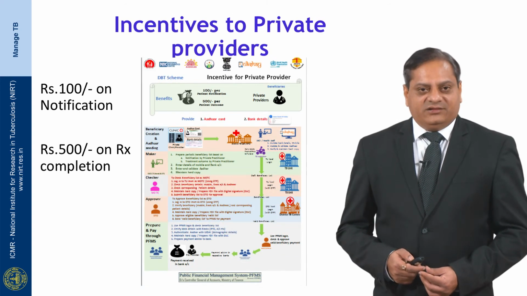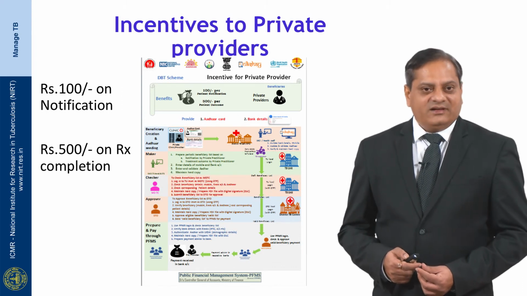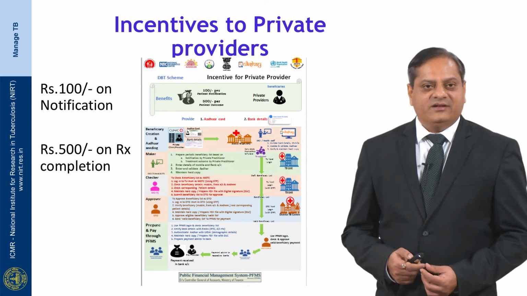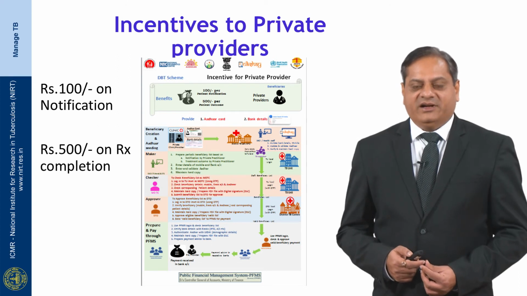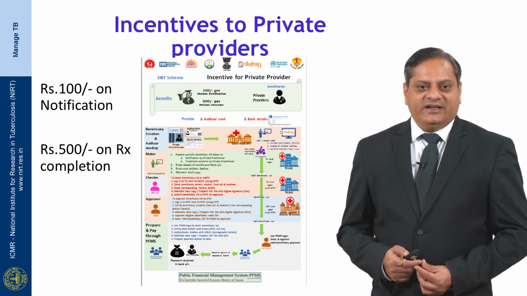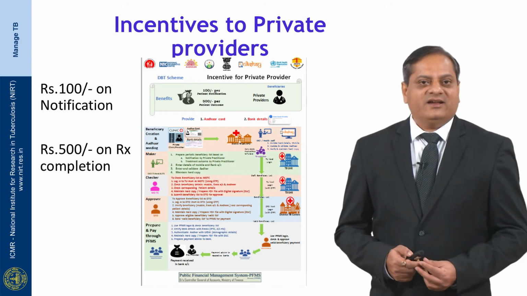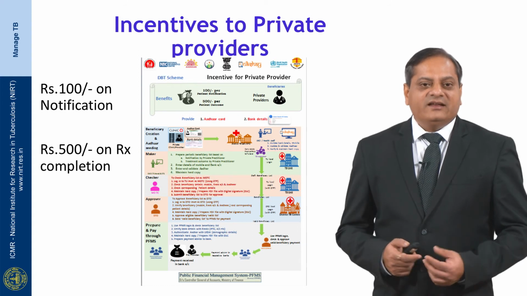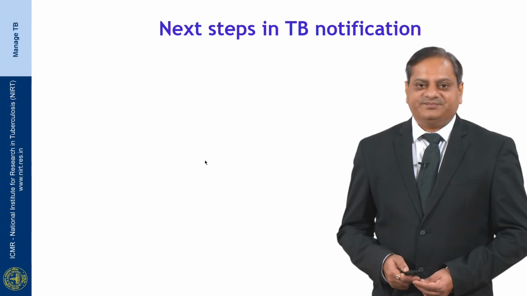Recently the government has also started incentives for the private providers. The numbers may look small, that is 100 rupees on notification and 500 rupees on completion per patient to the private provider for each TB patient notified and treatment completed. But it is not an incentive per se, a financial incentive per se, it is just a compensation of a small amount for the 1 or 2 minutes that is taken for notification by a busy practitioner, and even the government is thinking of increasing it to around 1000 rupees per patient.